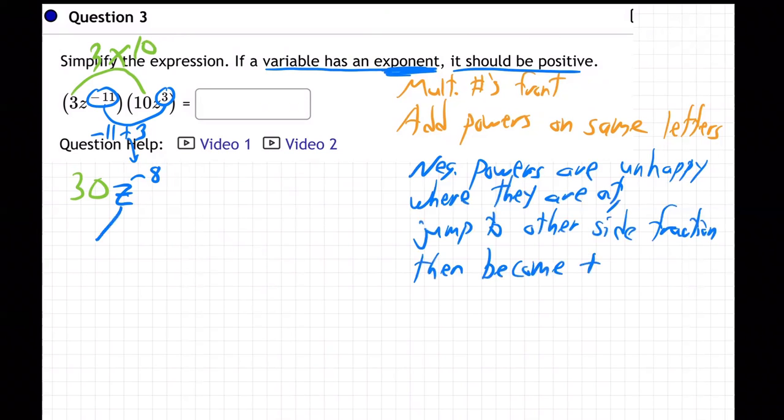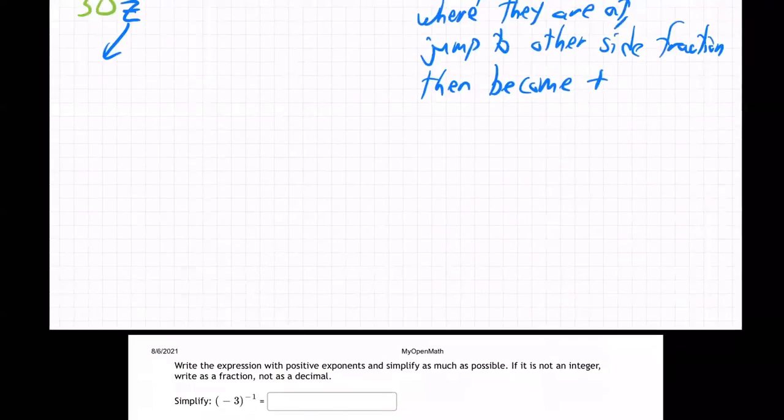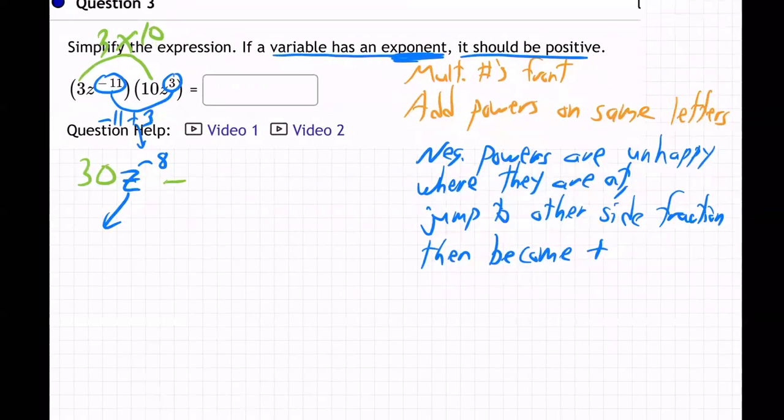So in other words, this z to the minus 8 is going to jump down. Now, not the 30. The 30 is good. He's going to stay put. But the z to the minus 8 is going to jump down below a bar and become z to the plus 8, and then that's our answer.